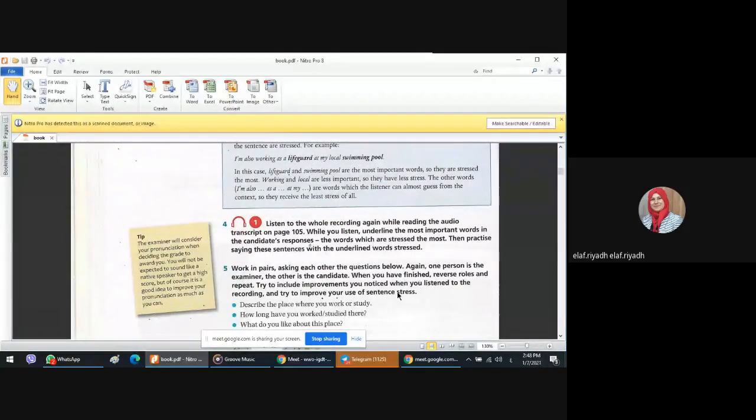I'm also working as a lifeguard at my local swimming pool. Good. In this case, lifeguard and swimming pool are the most important words, so they are stressed. The words working and local are less important, so they have less stress. The other words, also, as a, at, my, are words which the listener can almost guess from the context, so they receive the least stress of all. Yes, very good. You're right.